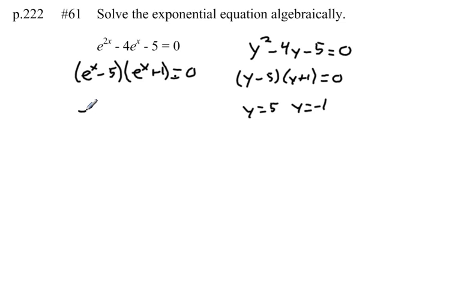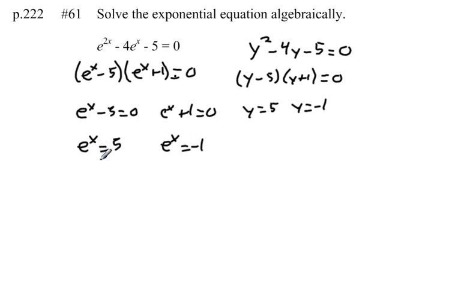So my first one, I'll get e to the x minus 5 equals 0. Second one, e to the x plus 1 equals 0. To solve this first one for e to the x, I can add 5 to both sides. E to the x equals 5. For the second one, subtracting 1 from both sides, I get e to the x equals negative 1.